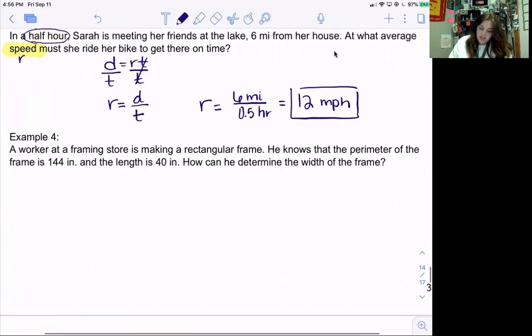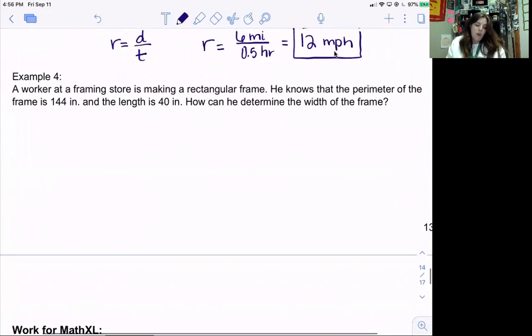All right, and example 4. A worker at a framing store is making a rectangular frame. He knows that the perimeter of the frame is 144 inches and the length is 40 inches. How can he determine the width? Okay, so we know we're solving for the width.